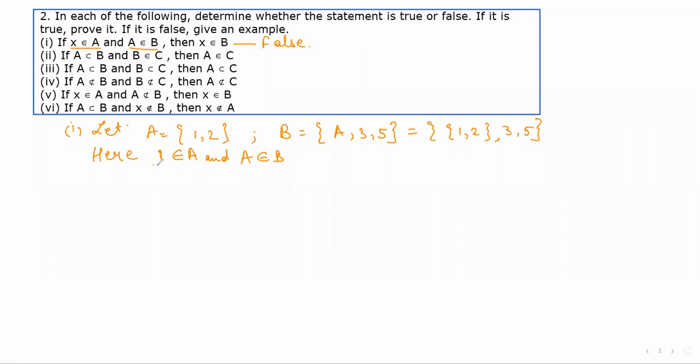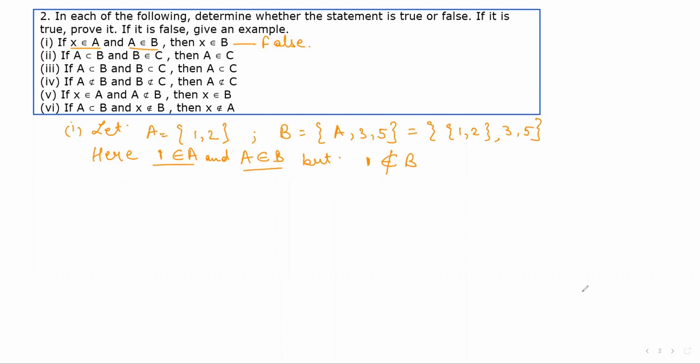And means both the conditions on the left hand side and right hand side of the word and are true. Here 1 belongs to A and A belongs to B, but the same element 1 does not belong to B. Therefore, the statement is false. Second, if A is a subset of B and B is a subset of C, and B belongs to C, then A belongs to C.